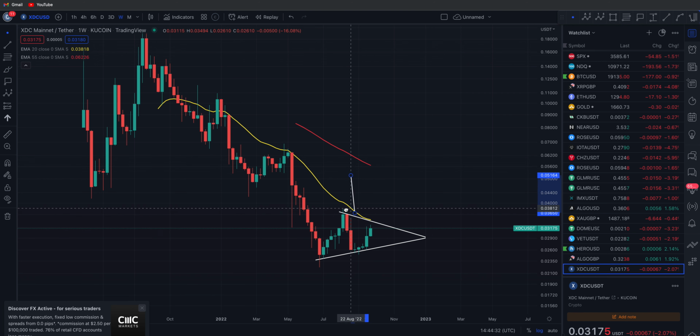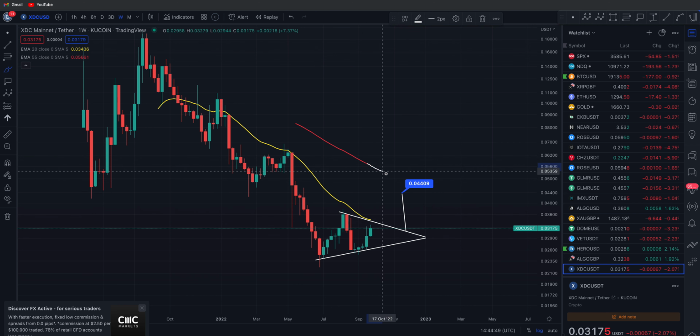If you do see XDC break above this resistance line and close above the 20, tackle this high, you are going to come into a squeeze here, and that is your potential target to the upside, of which you can see on the weekly. This 55 is sort of creeping down. You may potentially, if you do get above the 20 and hold it, be retesting that 55.